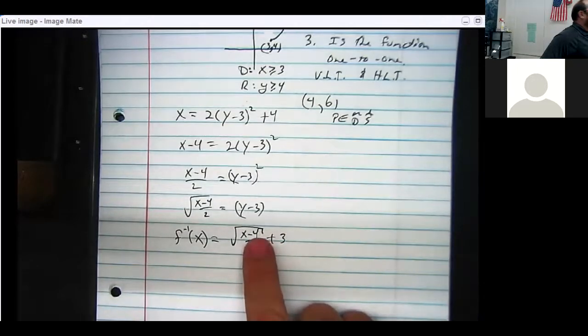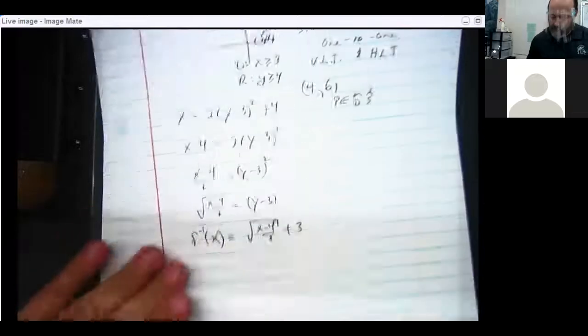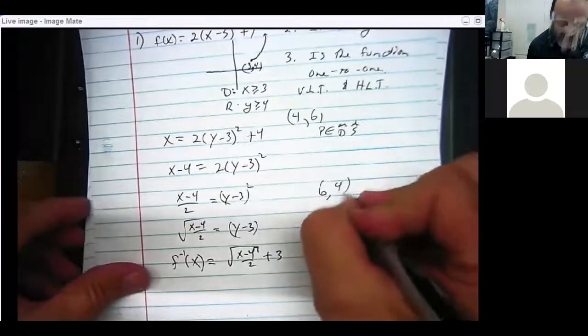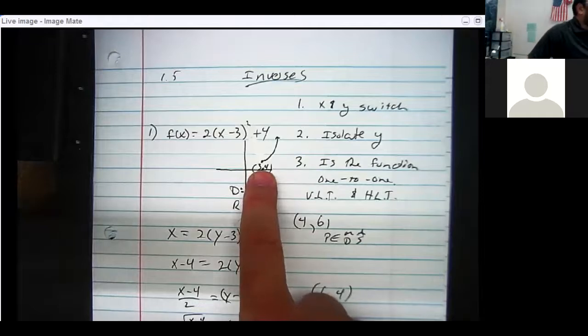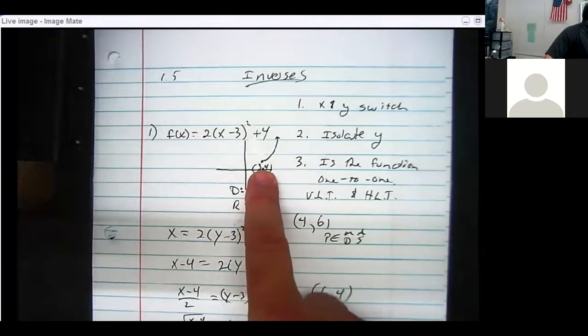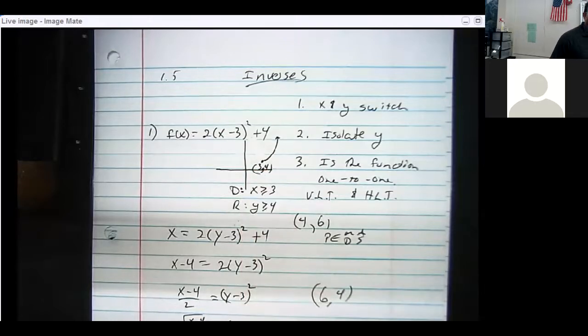What's 6 minus 4? 2 over 2 is 1. Square root of 1 is 1, plus 3 is 4. So now when I plugged in 6, I got the answer 4. Now why did I have to cut this off again? Let me remind you. What did we have to do? Why did we have to do that? Because the problem was not 1-to-1 as it started. So I had to do something to make it better.